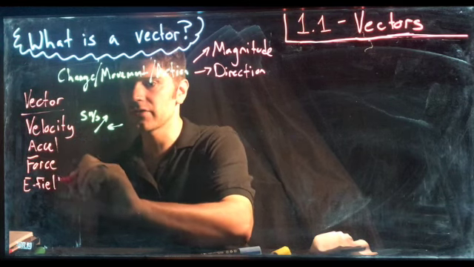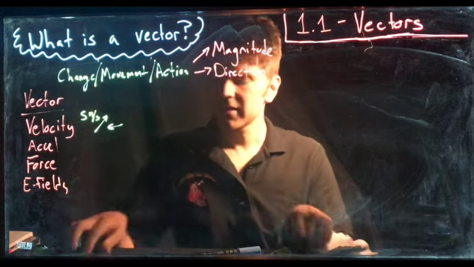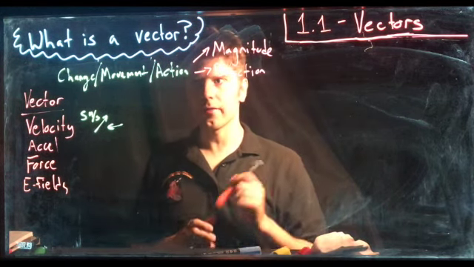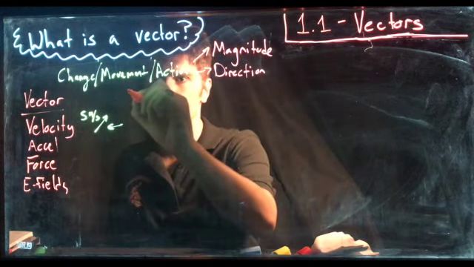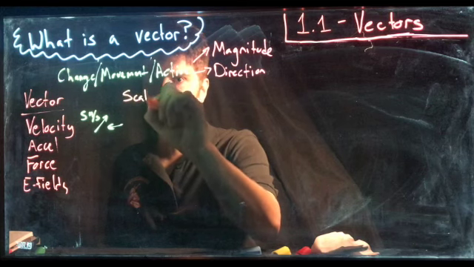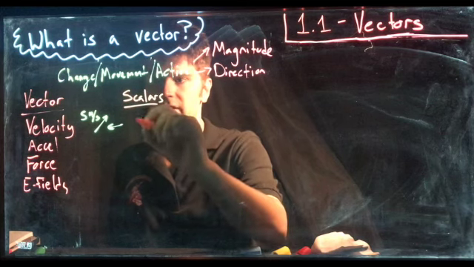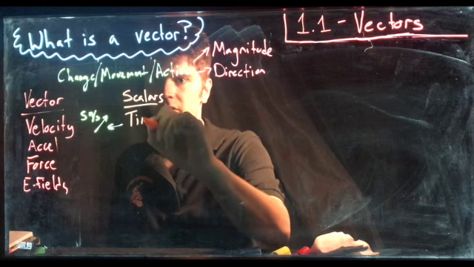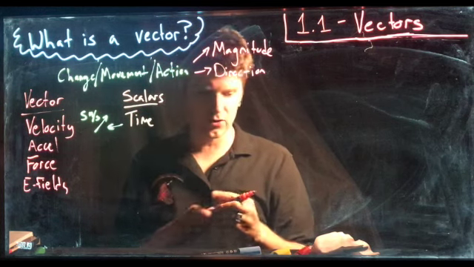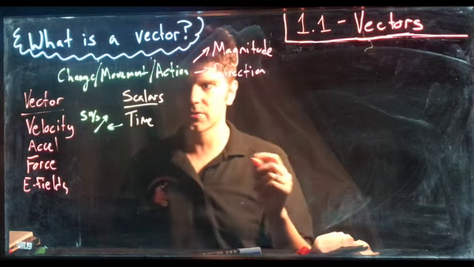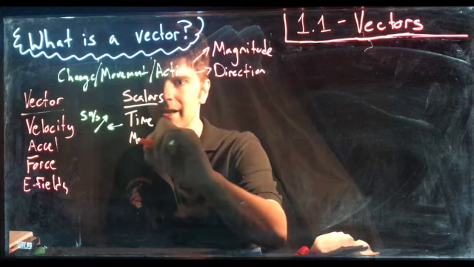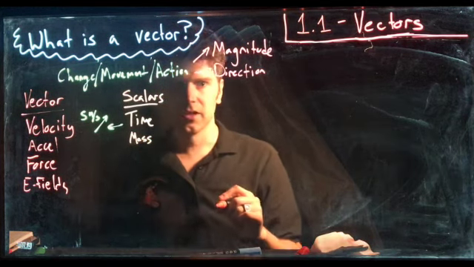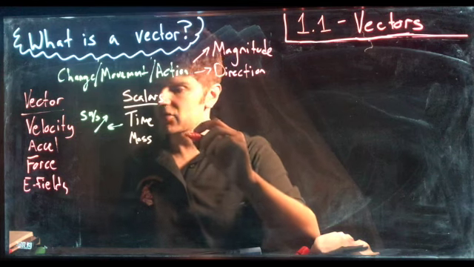Those are all vectors. Some things, though, only have a quantity, only have a magnitude, and don't have a direction, and we call these scalars. And these are just numbers. Some great examples of scalars are time. Something doesn't take 2 seconds to the left. It only takes 2 seconds. Mass. I don't have a mass of 80 kilograms forward. That's just my mass.